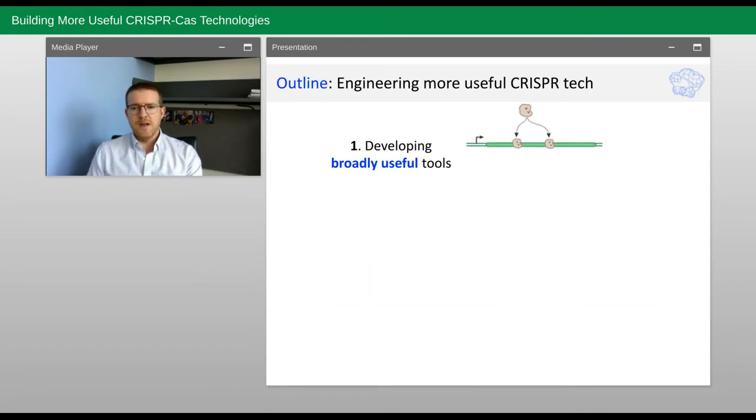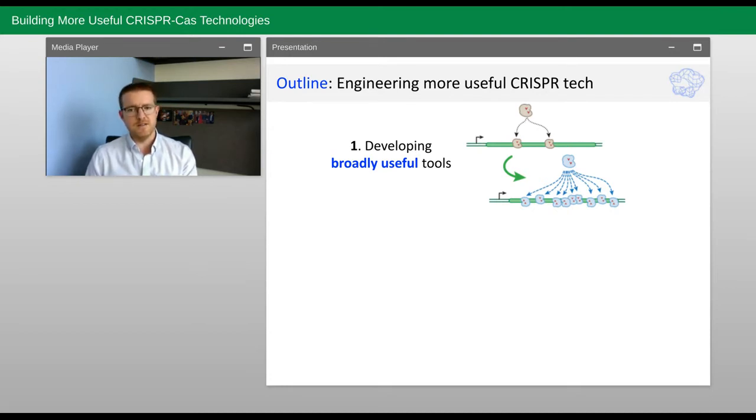So as an outline of what I'll tell you in the next 30 minutes or so, some of the major goals in my lab are to develop more broadly useful tools. And I'll tell you one story about how we've been able to take one CRISPR-Cas enzyme and engineer it to make it able to read essentially the entire genome.